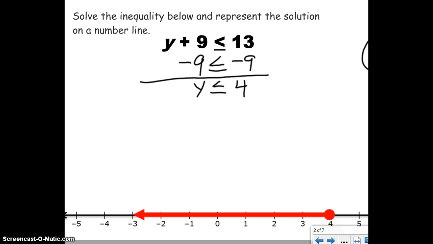On the number line, I will start at a positive 4. I am going to shade in the 4 because it is a solution to the inequality, because my answer can be equal to the 13. And I will shade all the numbers to the left because we're looking for the values less than.